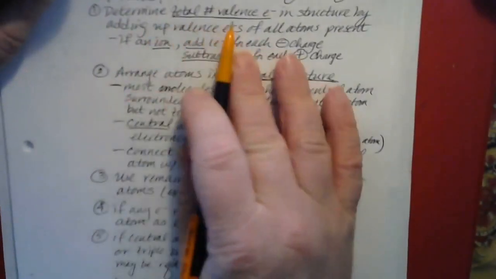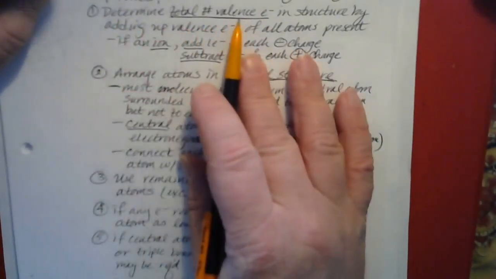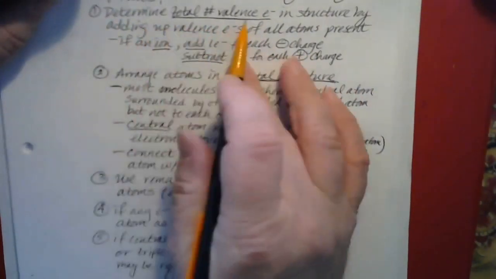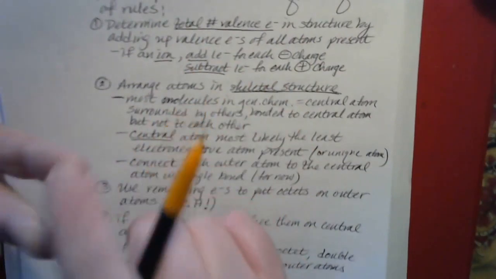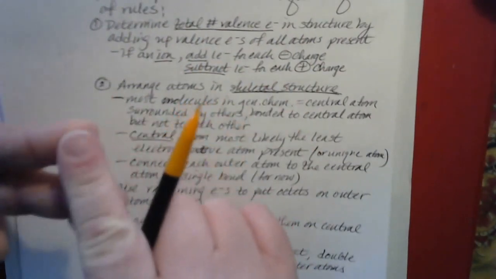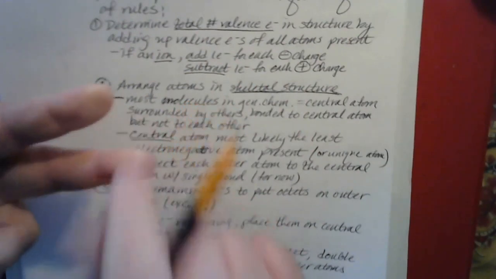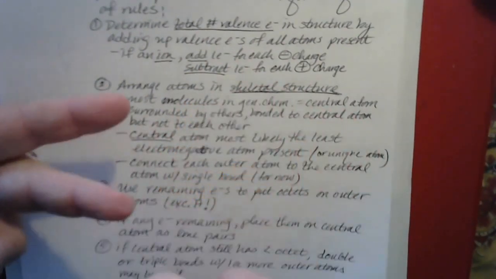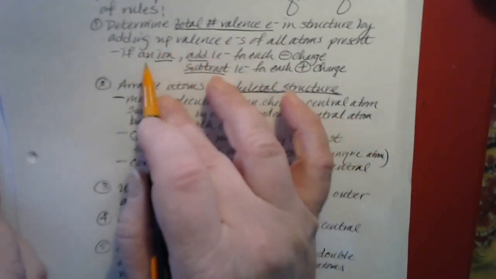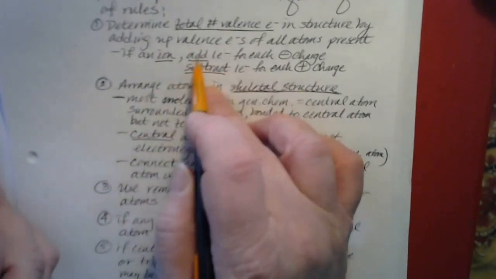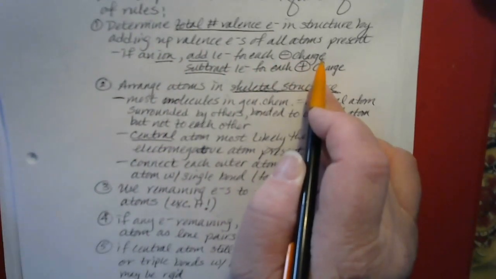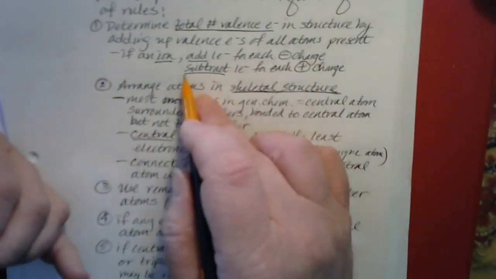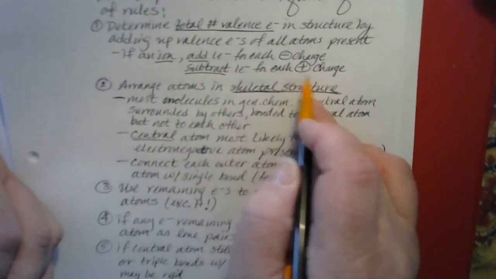And the rules in order would be, first of all, and I'll show a couple of examples after I go over the rules, determine the total number of valence electrons in the structure. To do that, you add up all of the valence electrons in all of the atoms in the molecule according to the periodic table. And if it's an ion, then you add 1 electron for each negative charge. So if the charge is like -2, you would add 2 electrons. Or you subtract 1 electron for each positive charge.